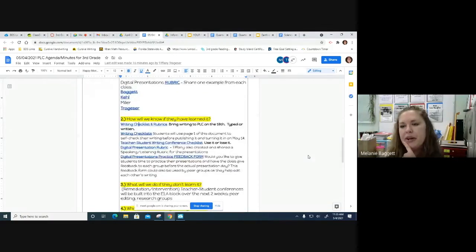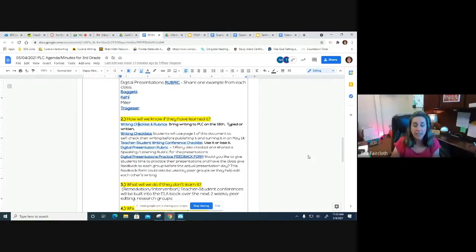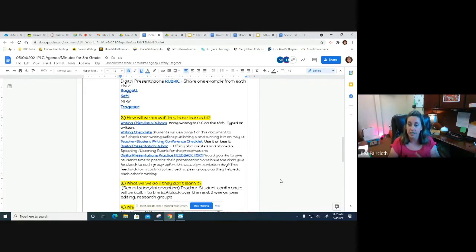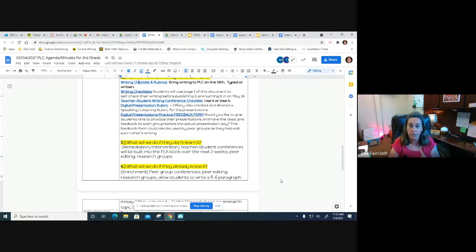Number 2, how do we know if they've learned it? And I love how you're going to be using student work in your PLC. I noticed that you have that written down, that you're going to look at the rubrics and the work together. That is so important when you're planning and preparing and making sure that you're having a consensus and you're on the same page. I love that. Good job.